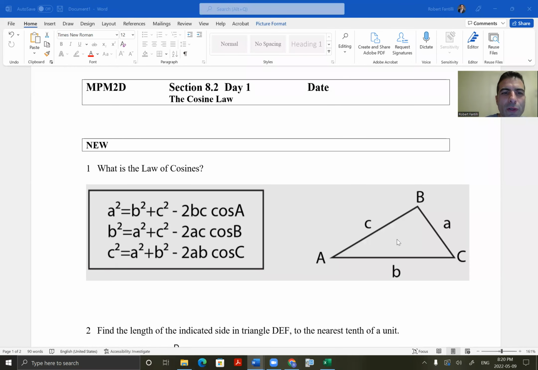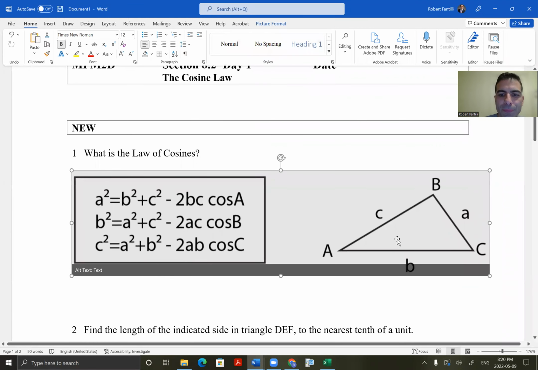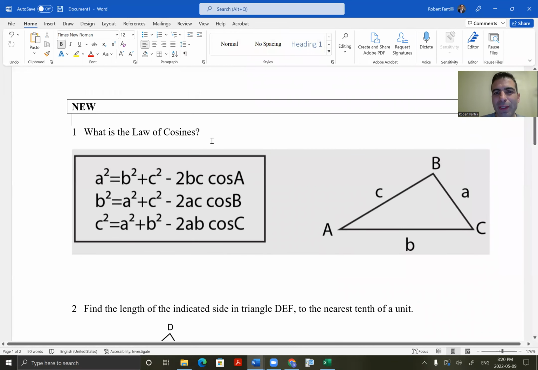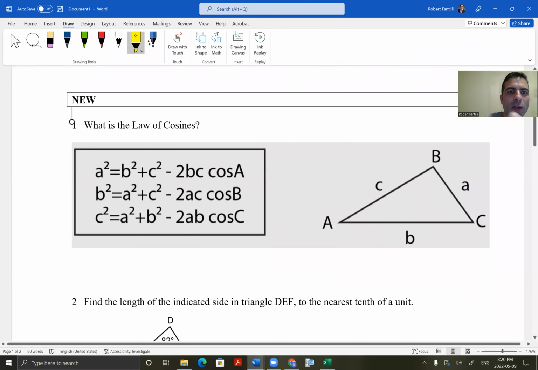Okay, gentlemen, we're going to start off with learning the law of cosines, or the cosine law. This is the last formula that you're going to really have to memorize for the rest of the year. So good news, we finally made it. We want to take a look at the cosine law.